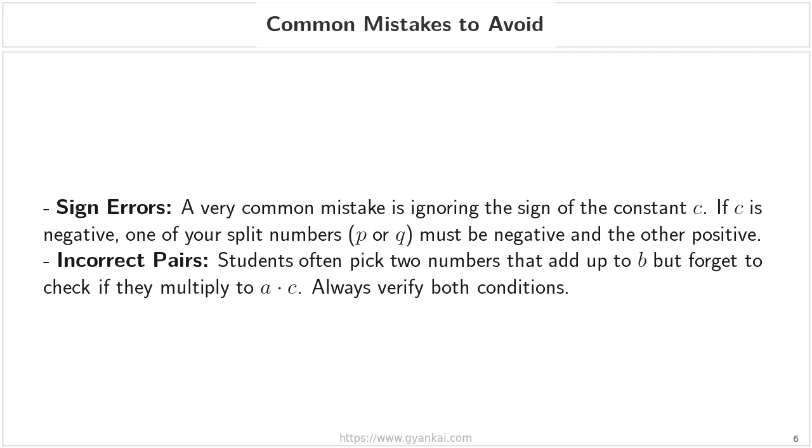Second, watch out for incorrect pairs. It is quite tempting to find two numbers that add up to the coefficient b and stop there. However, as we learned in our step-by-step approach, you must also ensure that these same two numbers multiply to equal a times c. Never settle for just the sum. Always verify both conditions to be absolutely certain.